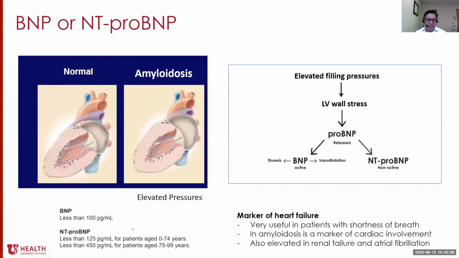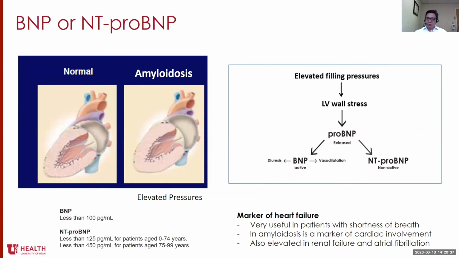So these are the normal values. A BNP should be less than 100 and an NT-proBNP should be less than 125 if you are under 75 years old, or if you are more than 75, should be less than 450. But this is for the normal population. In patients with amyloidosis, and if you have cardiac involvement, your levels are going to be higher than this. Your levels are going to be 500, maybe 1,000.